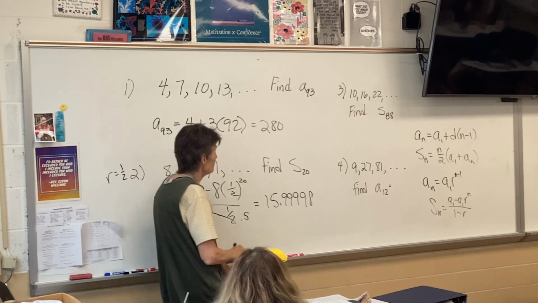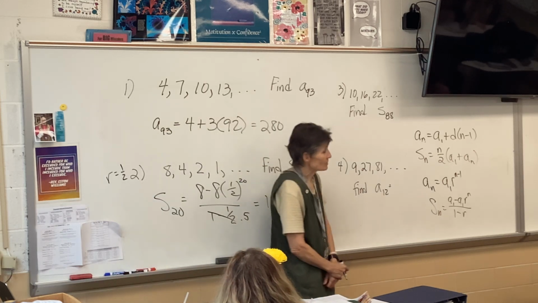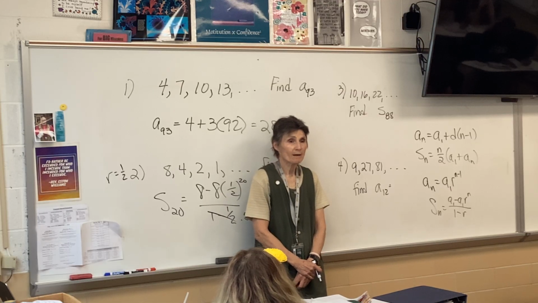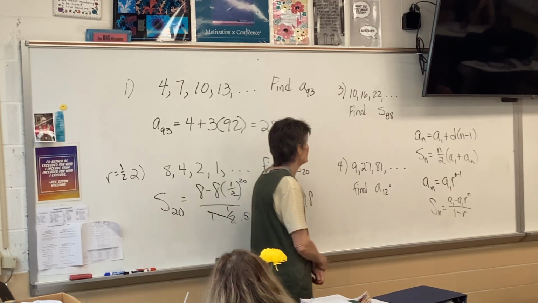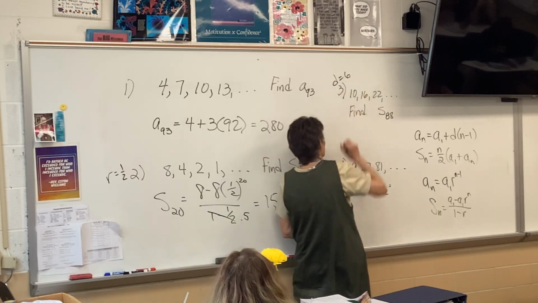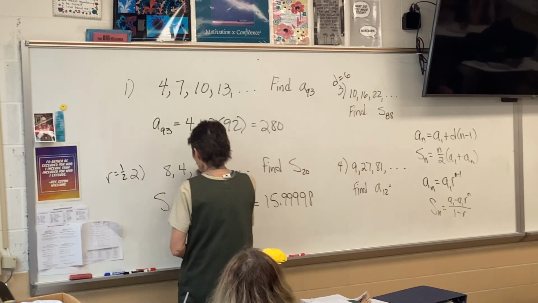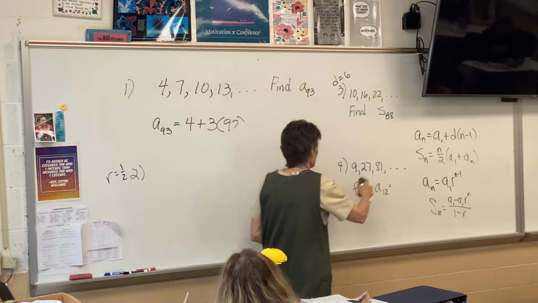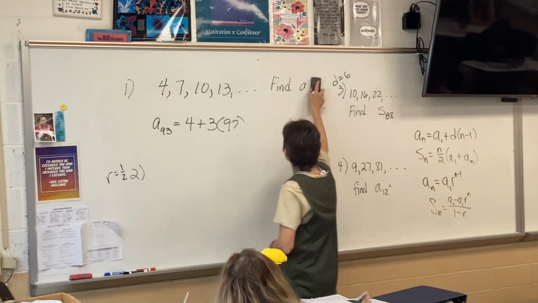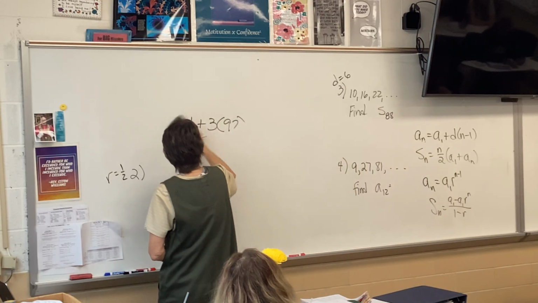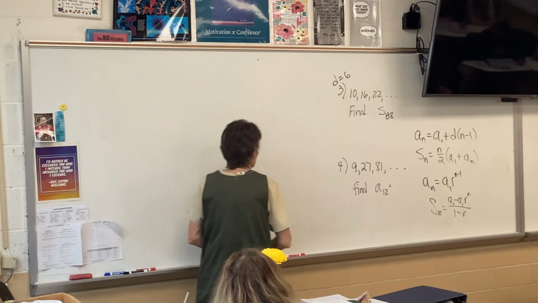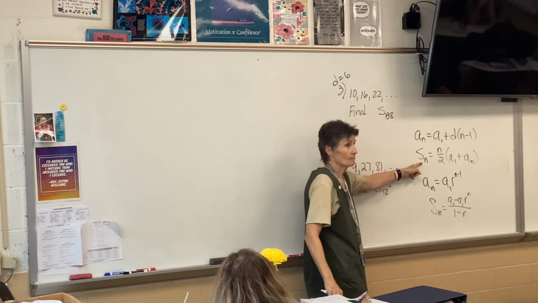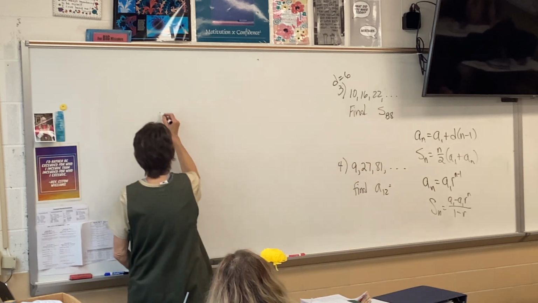All right, number 3. First question you ask yourself is, what have I got? What do we have here? Arithmetic with a common difference of 6. So I'm going to use one of my arithmetic formulas. That's these right here. And since the problem very clearly says S sub 88, I'll be using this one.